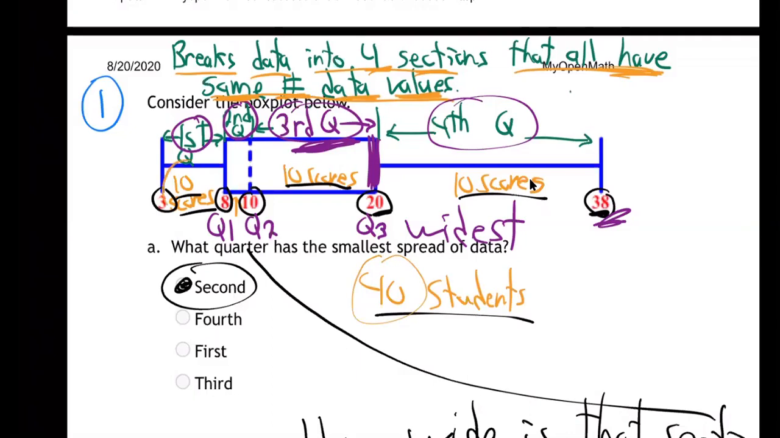So 10 students got in the first quarter. They got a score between 3 and 8, right? 10 students got in the second quarter. They got a score between 8 and 10. 10 students got in the third quarter. They got a score between 10 and 20. And 10 students, the top 10 students, got in the highest fourth quarter, getting a score somewhere between 20 and 38 on the quiz. They did well. Okay, does that make sense so far?